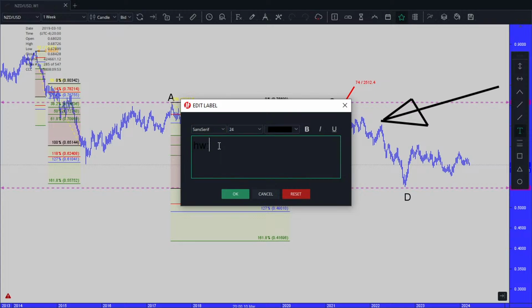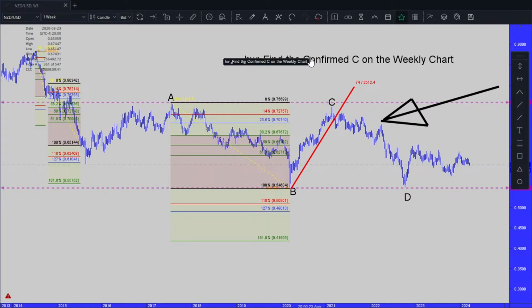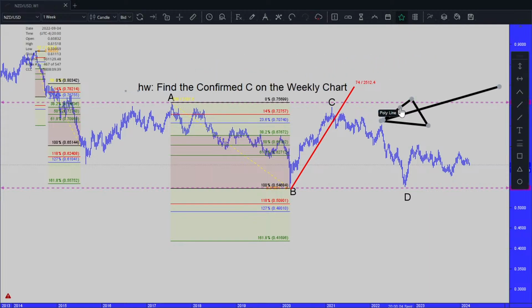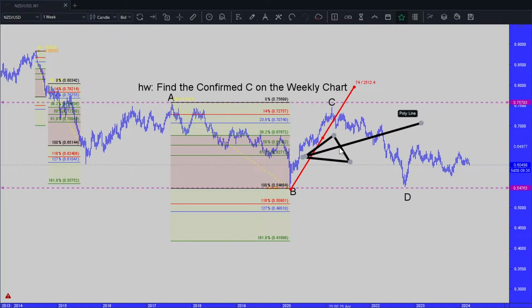Homework. Find the confirmed C on the weekly chart. All right, everybody? Until tomorrow, I want you to chart the contrarian Fibonacci and figure out, is this C confirmed, yes or no?